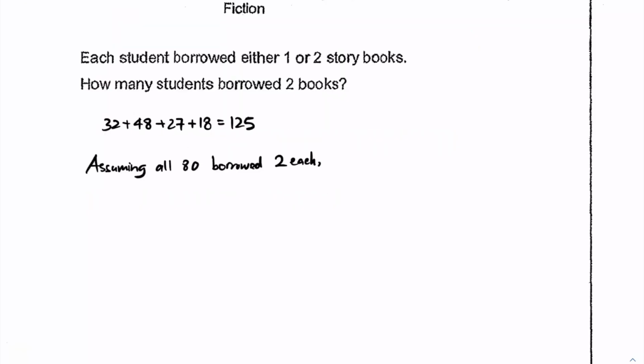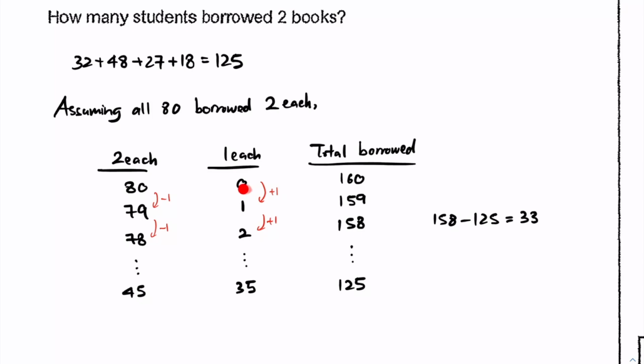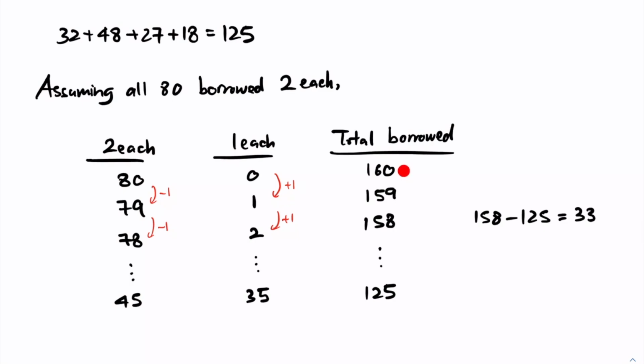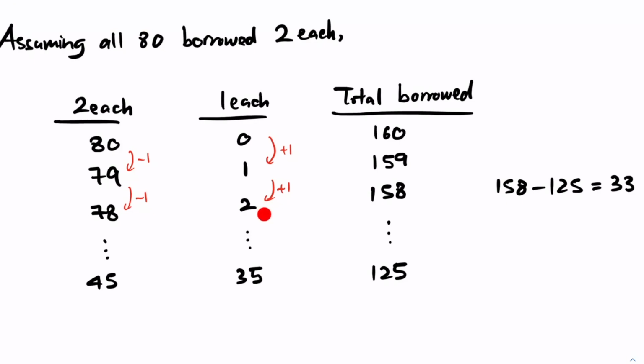The way I choose to approach this is to assume first that everybody borrowed 2 books each. Then we would have 0 pupils borrowing 1 each, and all 80 borrowing 2 each. The total books borrowed would therefore be 160, 80 times 2. Let's guess and check. If you decrease this number by 1, you have 1 student borrowing 1 book, so the total has just decreased by 1. This is 159. Minus 1 again, 78 students borrowed 2 each, and 2 students borrowed 1, so the total decreases by 1 again.